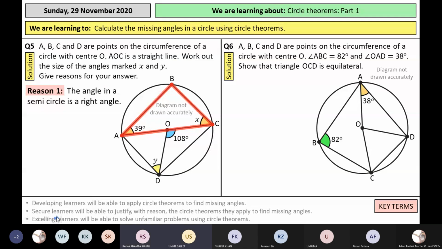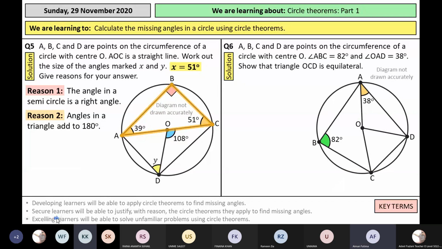Sir, 39. Right now, it could be. Raina, can you hear me? All right. Anyone else? Sir, what is the answer? 51. Sir, X answer is 51. All right. Your X answer is 51. Yes. That's 100% correct. What about Y?